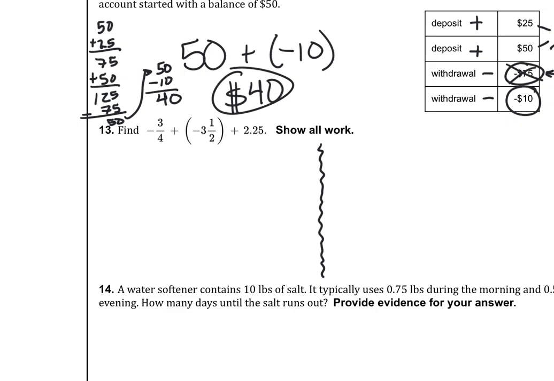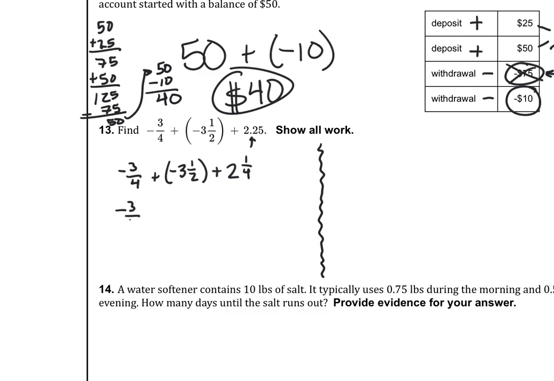Okay, for the fraction side of things, the only thing we need to change here is 2.25. Okay, and what I like to always do is think about money, right? How much is 25 cents? Well, it's 1/4. So if I were to rewrite this, I would say negative 3/4 plus negative 3.5 plus 2 and 1/4. Now from here, my next step would be, right, I want to make sure that I can add these, so I'm going to make all these improper.